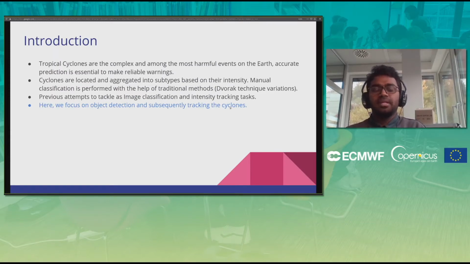Tropical cyclones are complex events observed on Earth, and accurate prediction of these events is essential to make reliable warnings. Cyclones are located and aggregated into subtypes based on their intensity. Previously, these were classified using manual techniques like the Dvorak technique and its variations. There have been previous attempts to tackle this problem using AI methods, mainly along the lines of image classification as well as intensity tracking. In this project, we focus on object detection and subsequently tracking the cyclones.